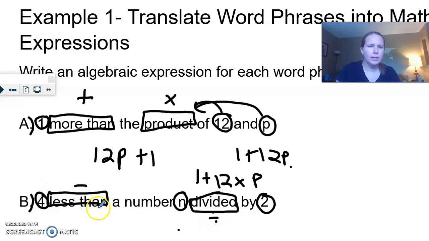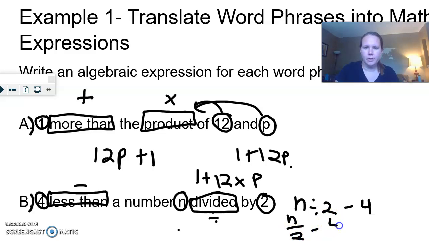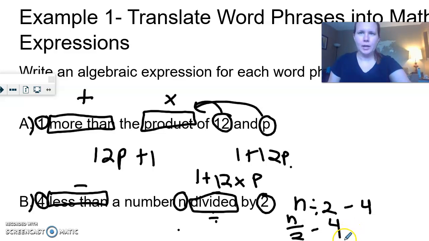So let's see. 4 less than a number n divided by 2. Well, n is being divided by 2, so one way I could write it is n divided by 2, and 4 less than that, subtract 4. Or I could write n over 2 minus 4, okay? So that's how I can translate word phrases into a math expression or an algebraic expression.